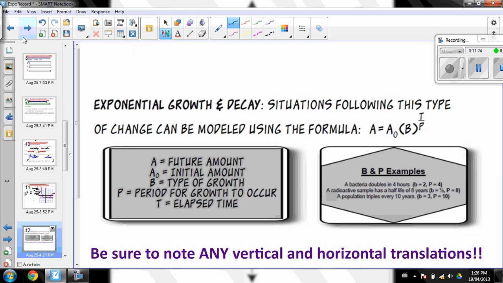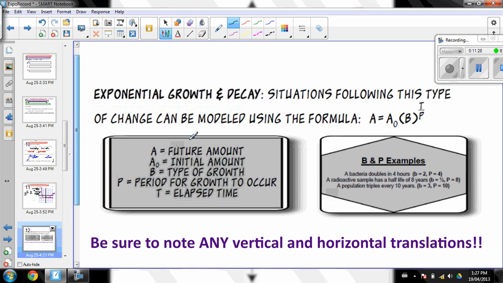Okay. So exponential growth and decay can be modeled using this formula. A, or the amount we want in the end, the future amount, equals our initial amount times our type of growth to the power of the elapsed time divided by the period for the growth to occur.